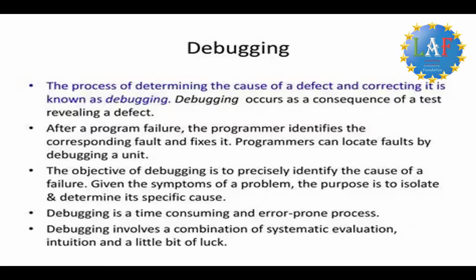The process of determining the cause of a defect and correcting it is known as debugging. Debugging occurs as a consequence of a test revealing a defect. After a program failure, the programmer identifies the corresponding fault and fixes it. Programmers can locate faults by debugging a unit. The objective of debugging is to precisely identify the cause of a failure. Given the symptoms of a problem, the purpose is to isolate and determine its specific cause. Debugging is a time-consuming and error-prone process and involves a combination of systematic evaluation, intuition, and a little bit of luck.